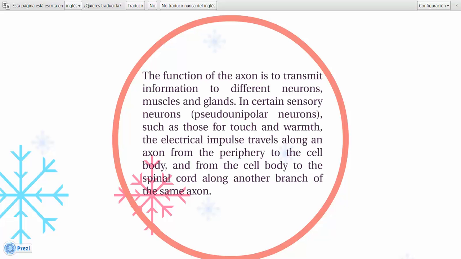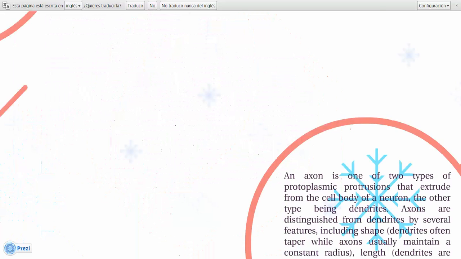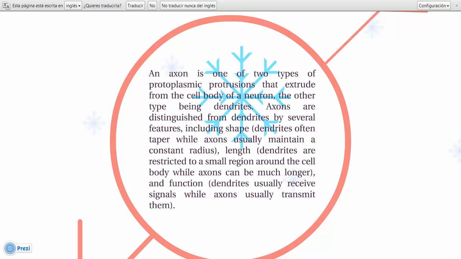In certain sensory neurons, such as those for touch and warmth, the electrical impulse travels along the axon from the periphery to the cell body, and away from the body to the spinal cord along another branch of the same axon. An axon is one of two types of protoplasmatic protrusions that extrude from the cell body of a neuron, the other type being dendrites. Axons are distinguished from dendrites by several features including shape, length, and function.